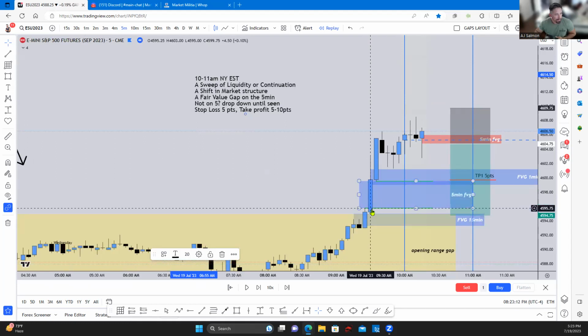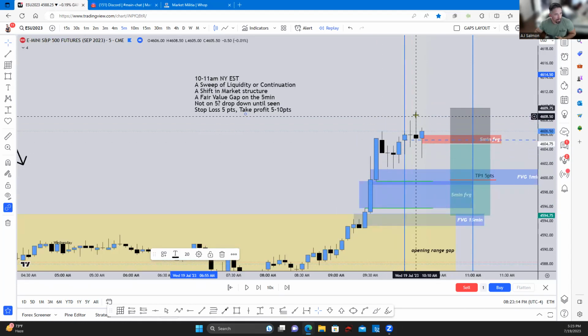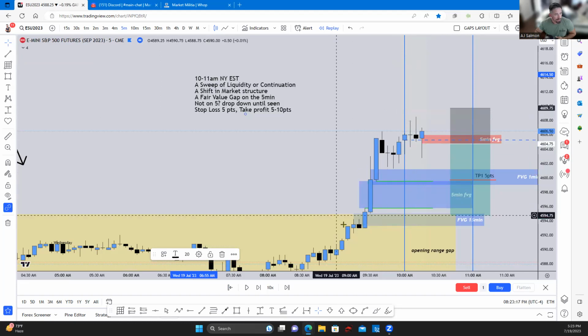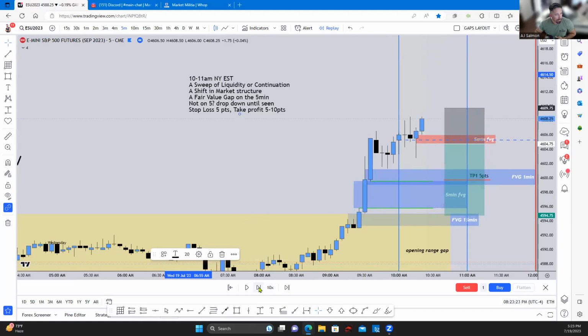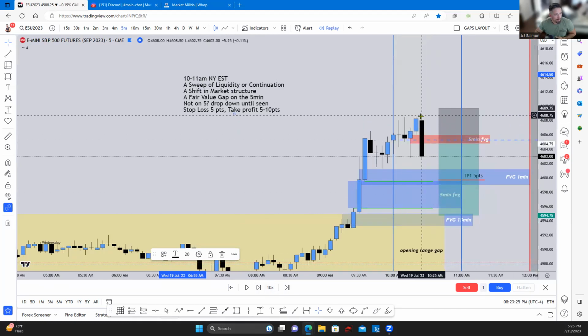So from 9:30, we have this huge run up, right? We're just continuing bullish here. Now we're going to play price forward. So we've run more liquidity. So here's this huge push down, right?